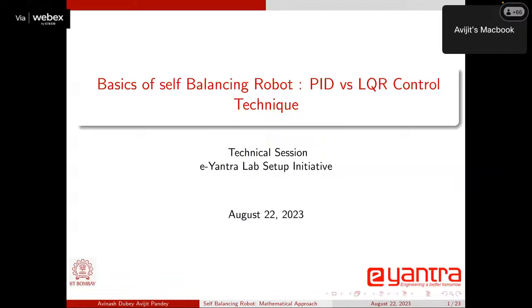Okay. So good morning, everyone. My name is Abhijit Pandey. With me, I have Jerish and Kurtat as my support team, and today we'll be talking about how we are implementing control system and creating a self-balancing robot using two techniques: one is the PID controller and the other is the LQR controller.